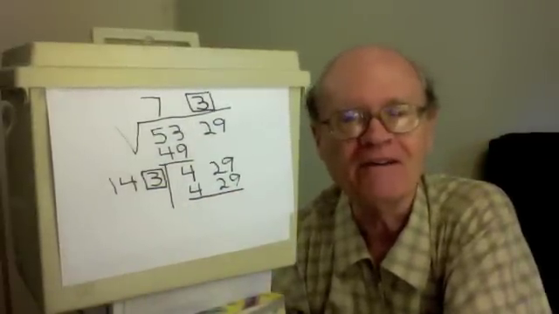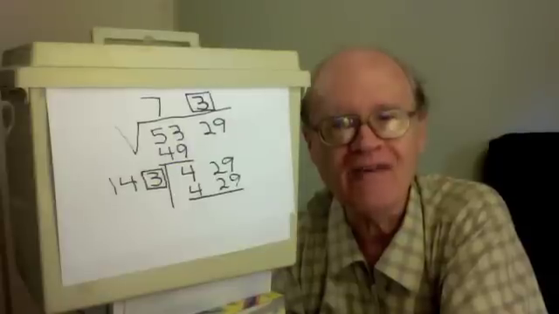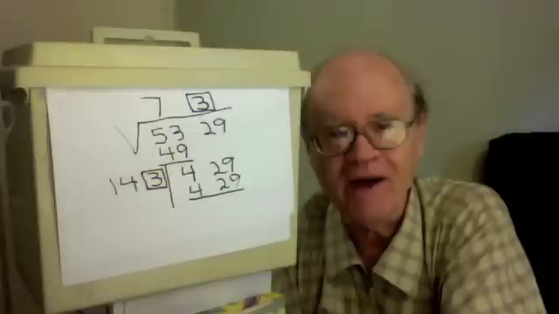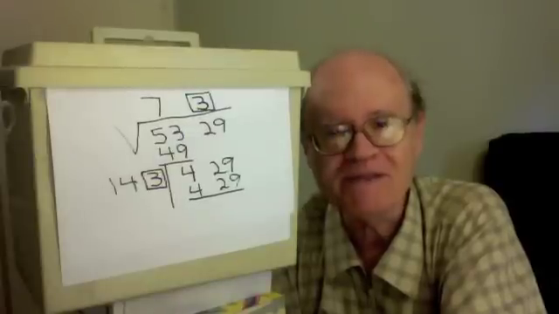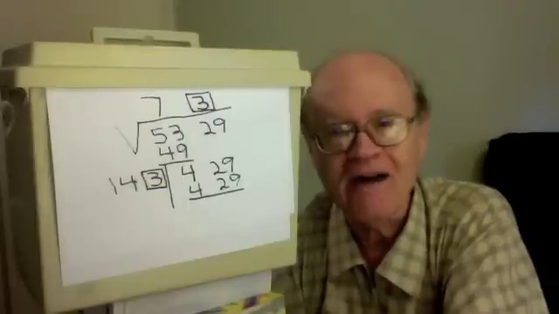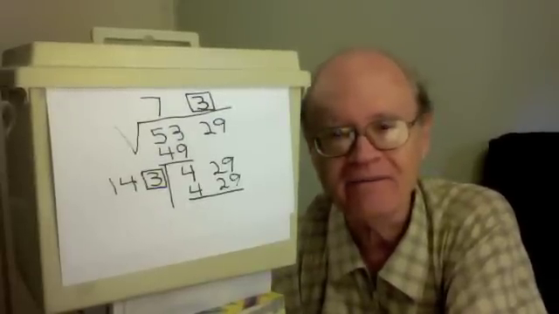And there you have it. The square root of 5,329 is 73. And we can easily verify that 73 times 73 actually does equal 5,329.